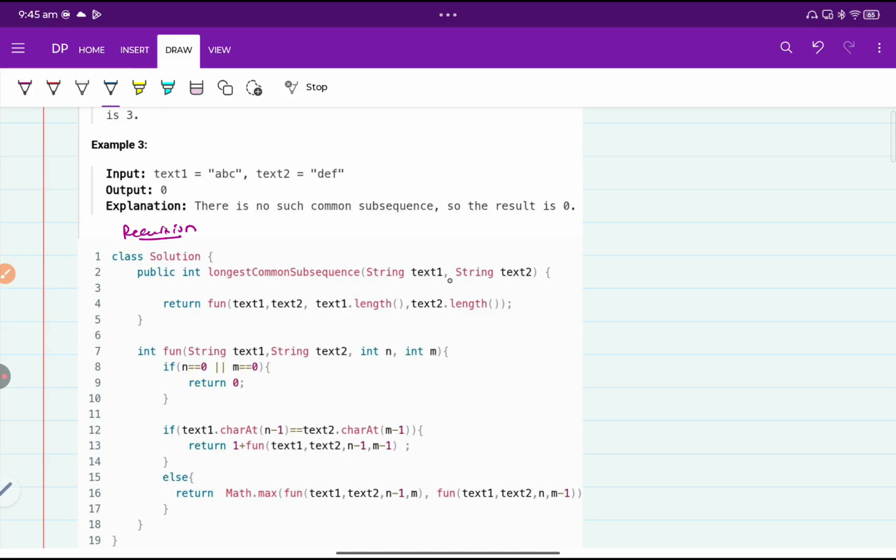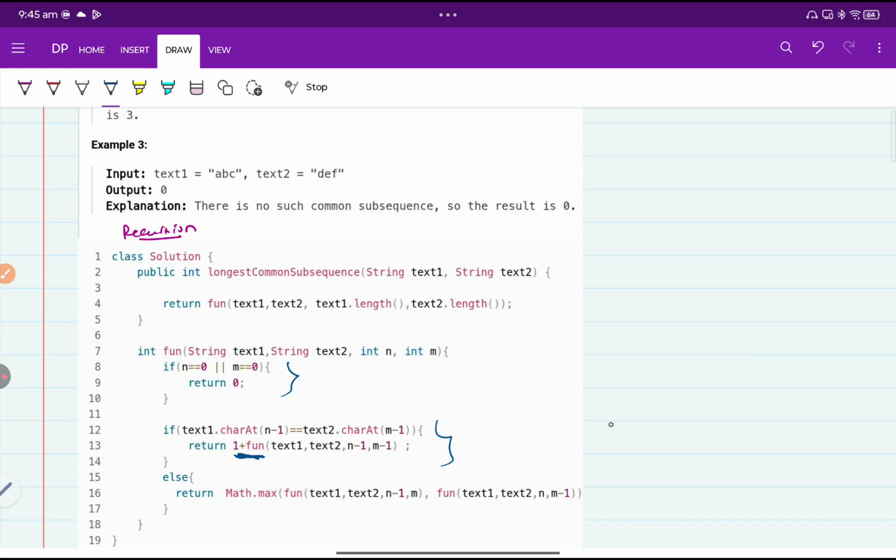I will call the recursive function by passing string s1 and string s2 along with their lengths. The base condition is n equals 0 or m equals 0, in which case I have to return 0. Otherwise I add 1, which means one character is found. I have found the length, that's why I added 1 plus the function.